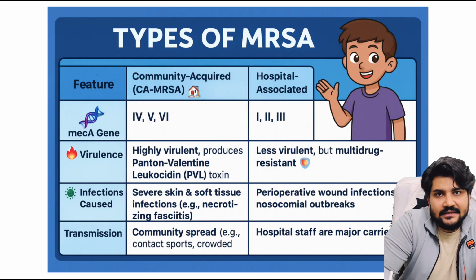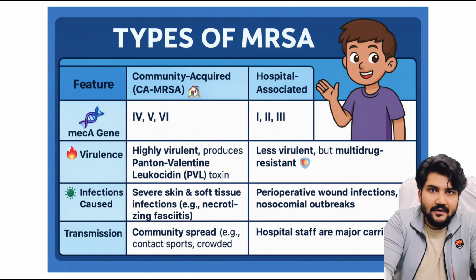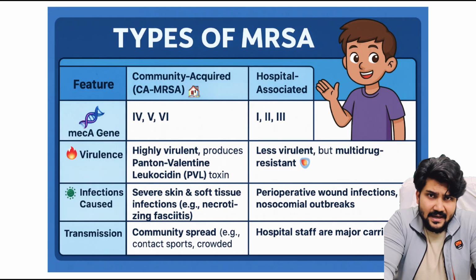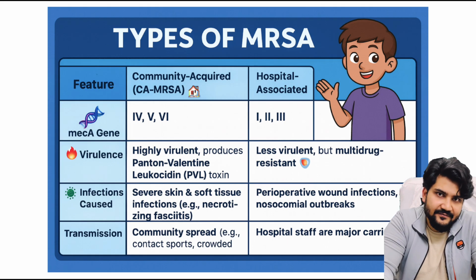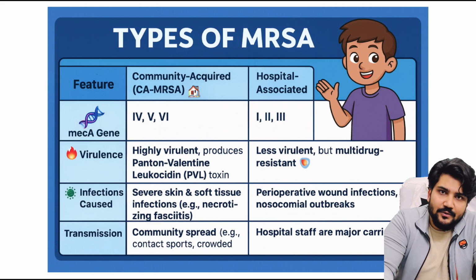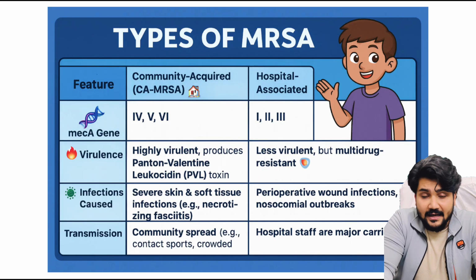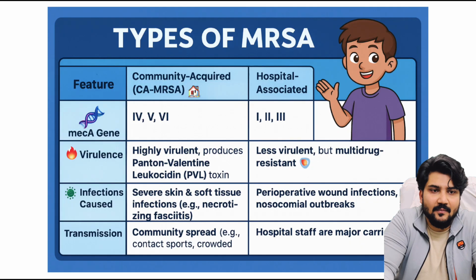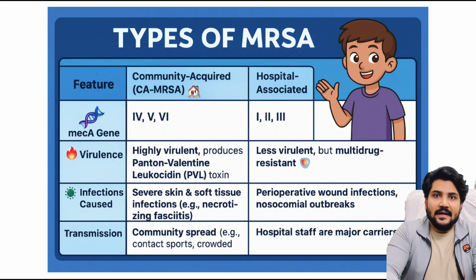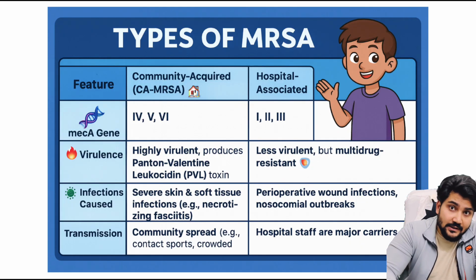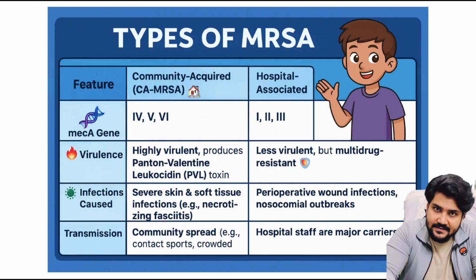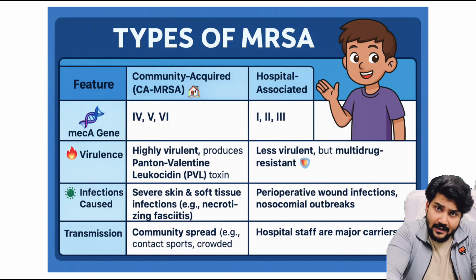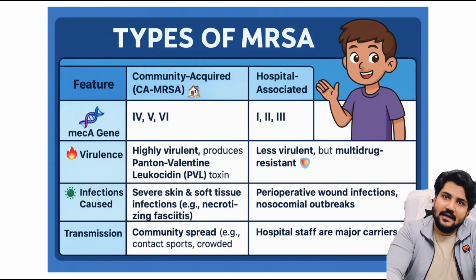Now we will discuss the different types of MRSA. The gene coded for MRSA is the mecA gene. So mec type 4, 5, 6 belongs to community acquired MRSA, and mec 1, 2, 3 belongs to hospital acquired MRSA. Now, if we talk about the virulence between these two types of MRSA, the most virulent will be community acquired MRSA and less virulent will be hospital acquired MRSA.